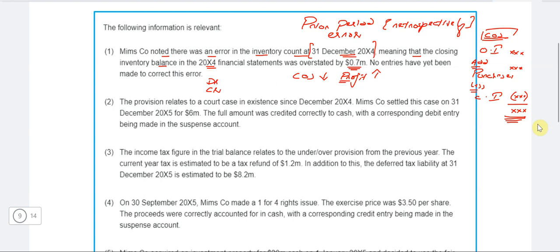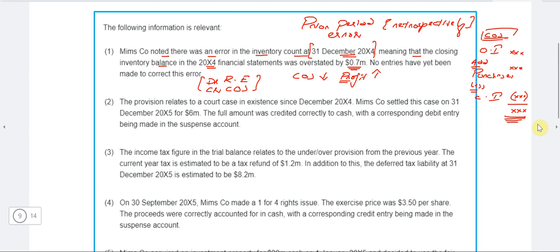adjust this in the retained earnings because this is a last year error, so we need to adjust that in the retained earnings. Now the profit was overstated, we need to reduce the profit, so in that case we will be debiting the retained earnings, and the cost of sale was understated, so we are going to credit the cost of sale figure over here. So this is the double entry: debit retained earnings and credit the cost of sales. Okay, we'll do that, and the amount is 0.7 million. That means 700.